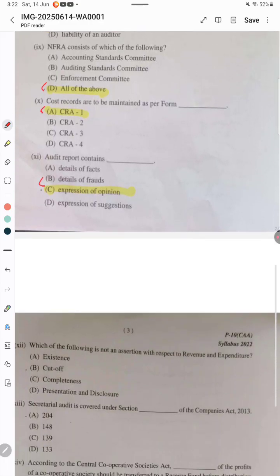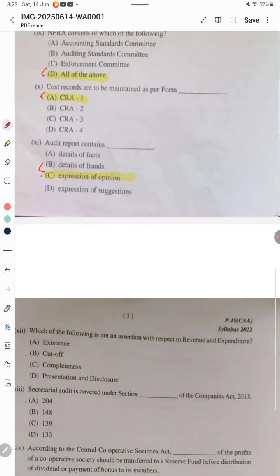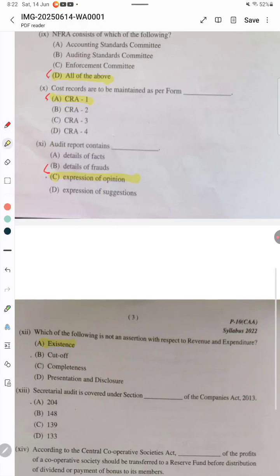And then, which of the following is not an assertion with respect to revenue and expenditure? Actually, an assertion with respect to revenue and expenditure is cut-off. But here it is asked which is not an assertion with respect to revenue and expenditure, and that is existence, which is the correct answer. Please make note of it. A is the correct answer.